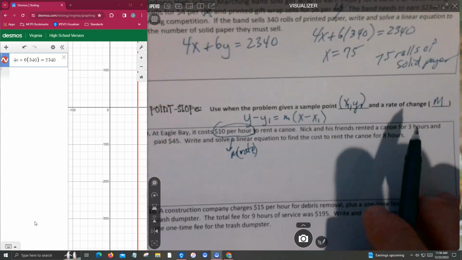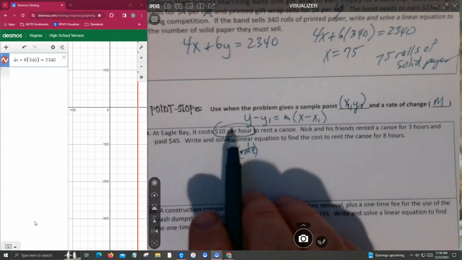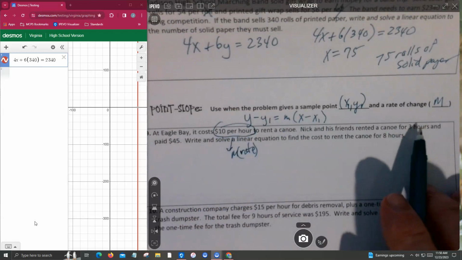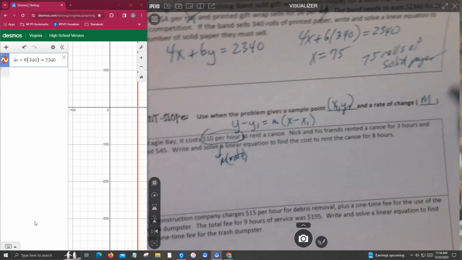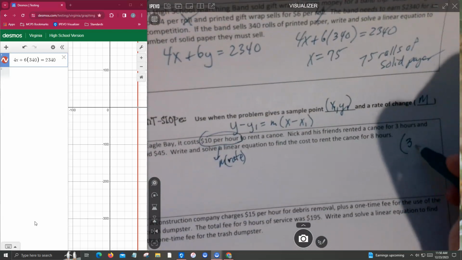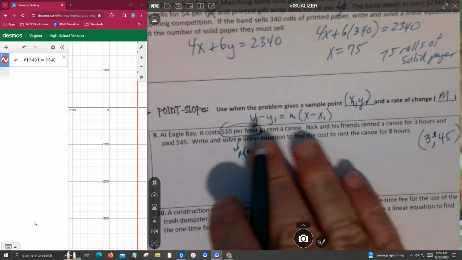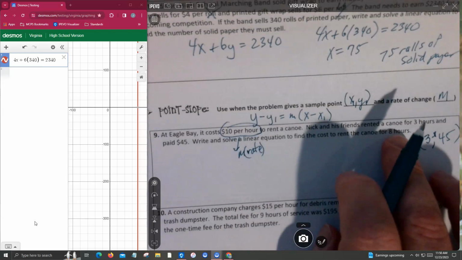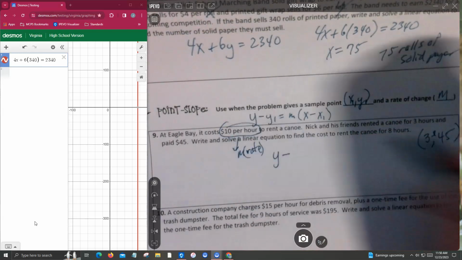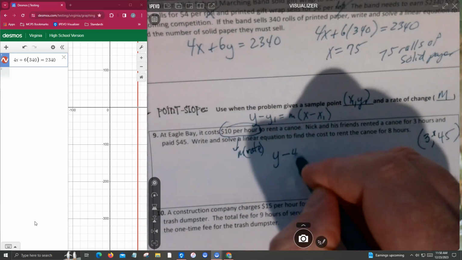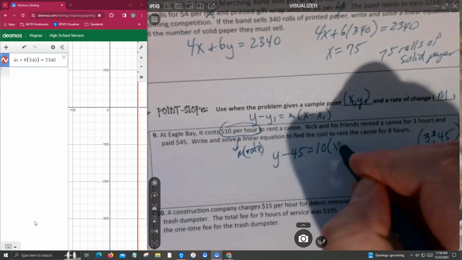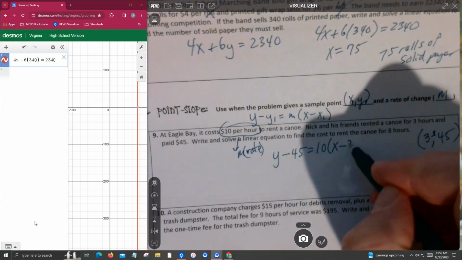And then it says I have 3 hours. Again, remember, it's $10 per x. So we know x is hours. So it says 3 hours and paid 45. So that's your ordered pair. So 3 hours cost you $45. We're going to plug that in here and then use it to figure out 8 hours. So we just put y minus my y coordinate, equals the slope, which was 10, and then x minus the x value.